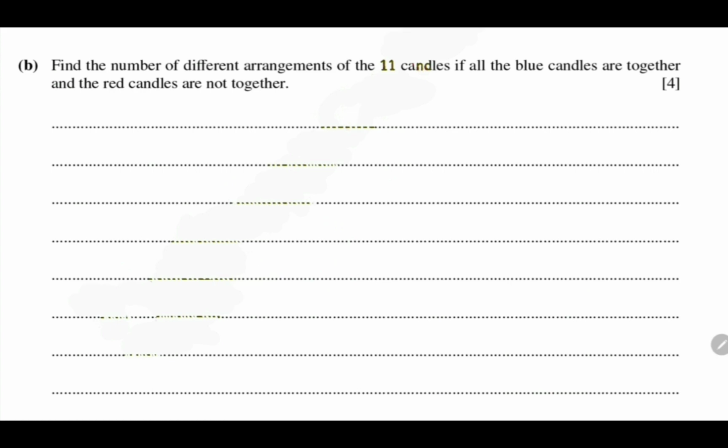So this is part B, in which the question is asking, find the number of different arrangements of the 11 candles if all the blue candles are together and red candles are not together. So it is given blue candles are together and red candles are not together.